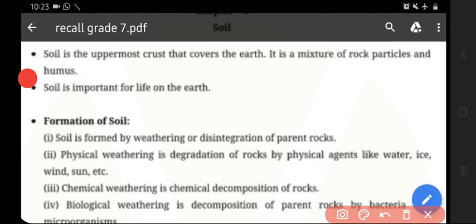Soil is the uppermost crust that covers the earth. It is a mixture of rock particles and humus. Soil is important for life on the earth. Soil is the uppermost, that is the topmost layer which covers the earth, and it is a mixture of both rock particles and humus, and it is very important for life on the earth.